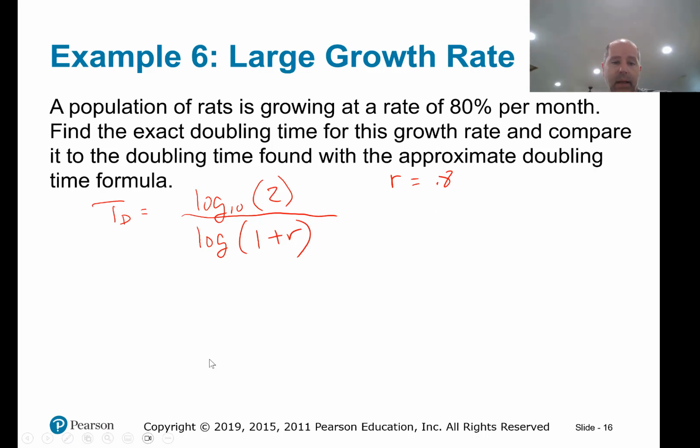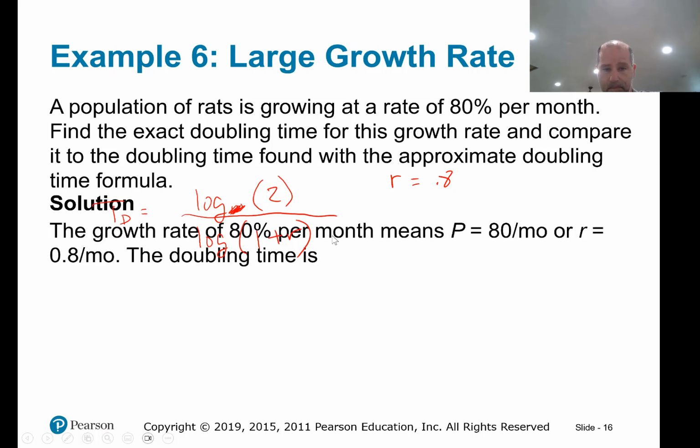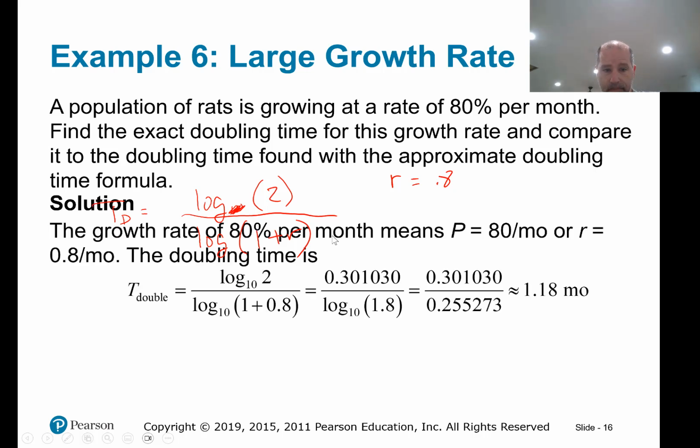Now, by the way, on your calculator, if it doesn't show the 10, it's a base of 10. If it doesn't show that, it's assumed to be 10, so it's a common log. So if you plug it in, you get approximately 1.18 months is the exact doubling time. So a little over a month.